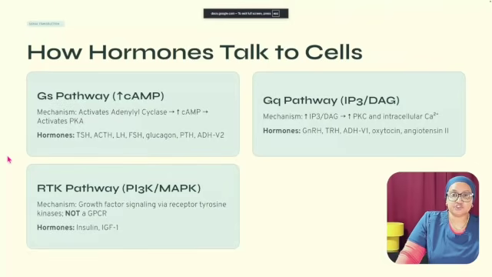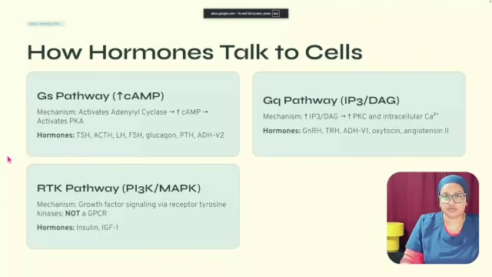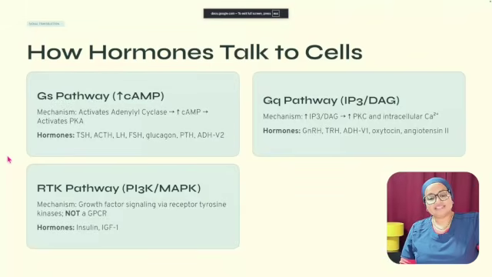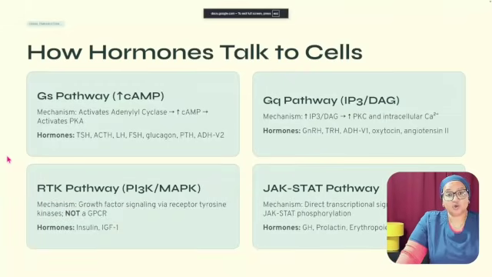Note carefully, insulin's receptor is not a G protein coupled receptor. This distinction is very important for the USMLE. It's a tyrosine kinase receptor, okay? It's not G protein coupled receptor, not GS, not GQ. It's a different sort of receptors. This is very important. The last one is called JAK-STAT pathway.